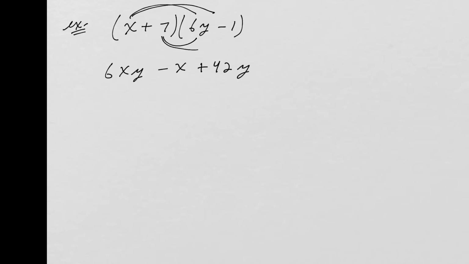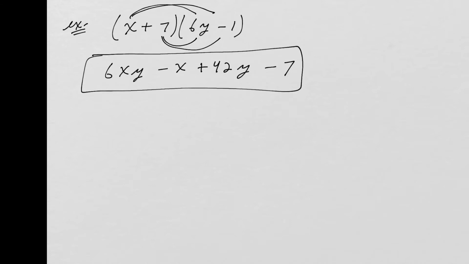And then 7 times negative 1 is negative 7. But in this case, I can't combine like terms, right? There's nothing else I can do. So I would just leave it like that. That would be my answer, right? All 4 terms will stay. There's nothing that we can combine.